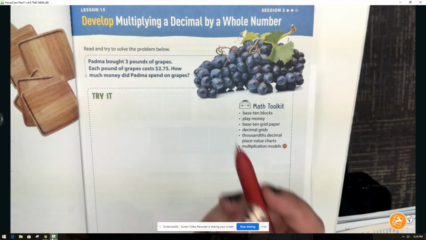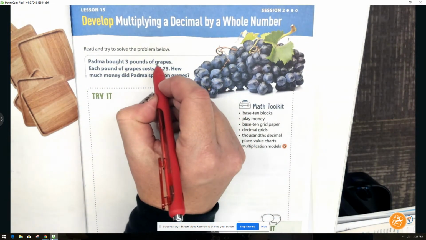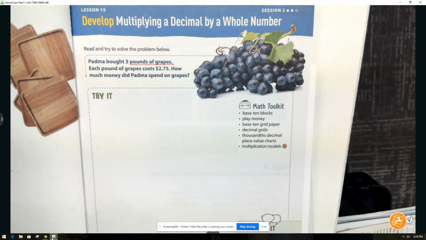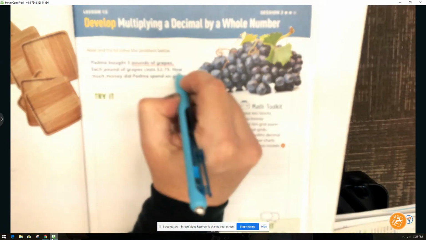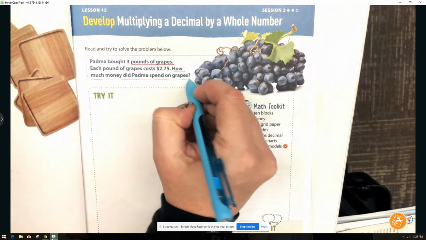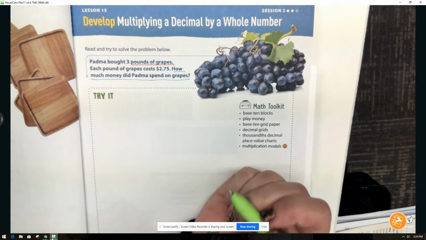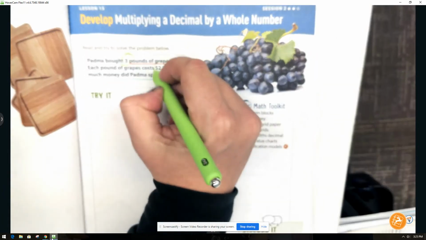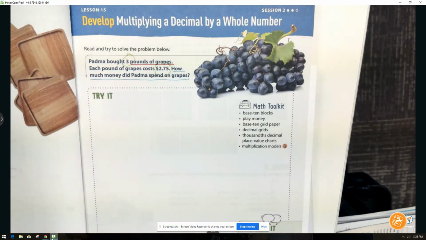So first of all, what is this question about? The question is about pounds of grapes. And what are we trying to solve? We're trying to find out how much money Padma spent on grapes. And then finally, what is the important information? She bought 3 pounds and each pound cost $2.75.